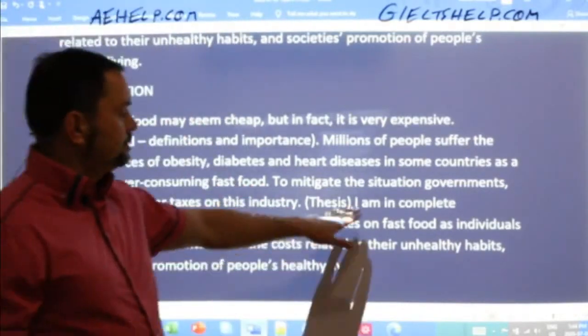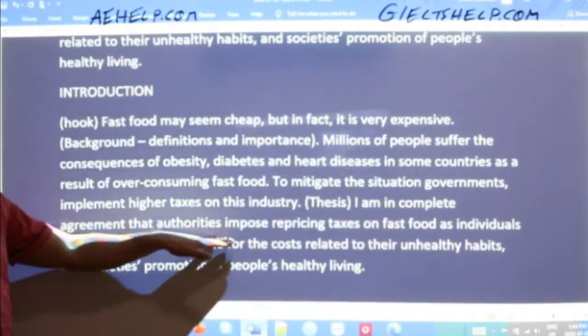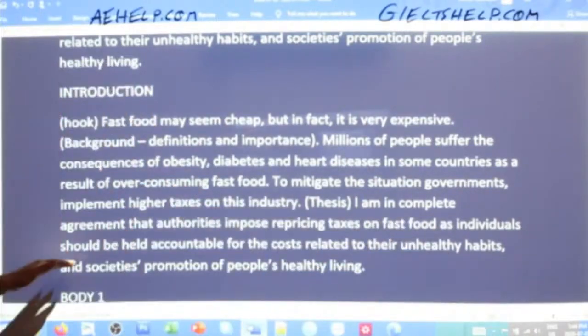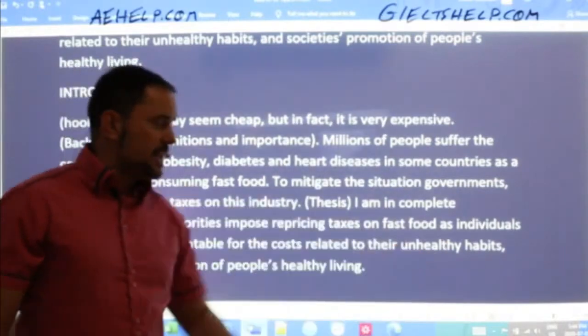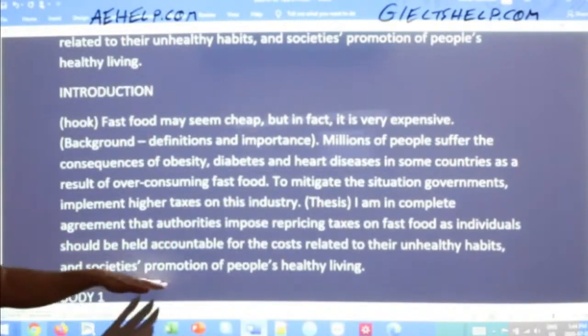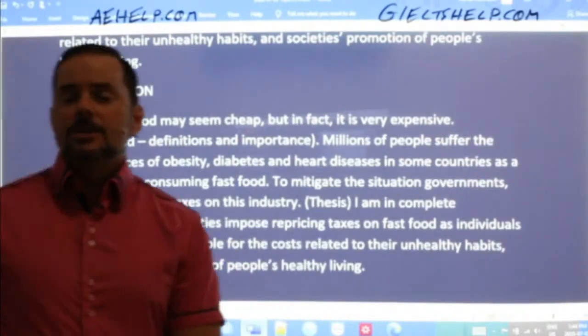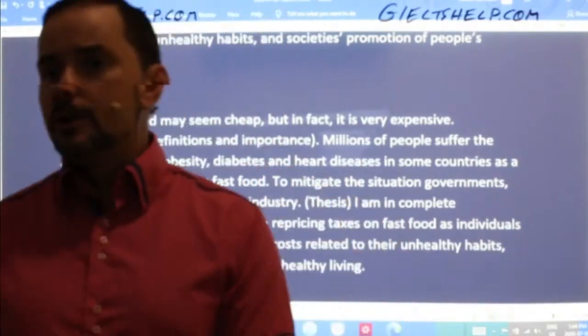And then my thesis: I am in complete agreement that authorities impose repricing taxes on fast food as individuals should be held accountable for the costs related to their unhealthy habits and society's promotion of people's healthy living. So that's my thesis with two clear points for the body paragraphs.